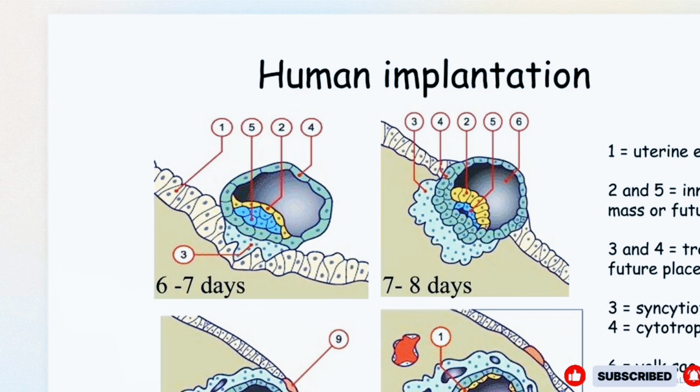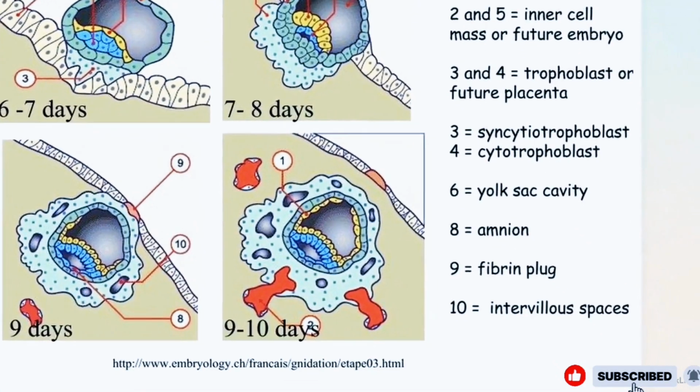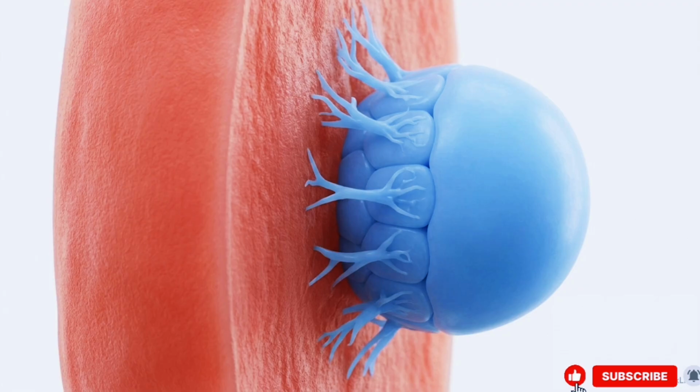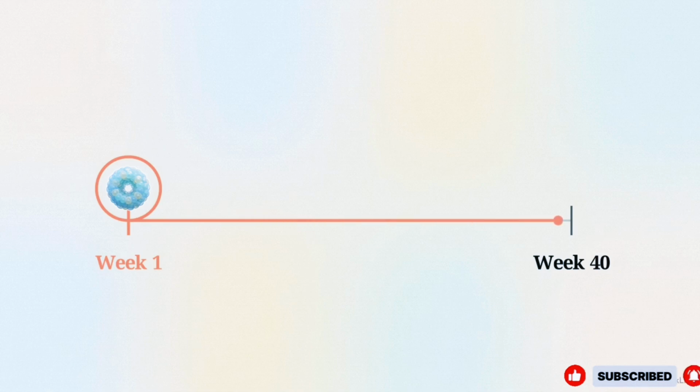Between days 6 and 10, this diagram shows the initial stages of implantation as the cluster attaches to the uterine lining. By the 10th day, in the bottom right panel, it is fully embedded, establishing its primary connection as the yolk sac cavity forms. This physical link is the absolute prerequisite for everything that follows. Without a secure anchor to provide nutrients, the 40-week timeline simply cannot proceed.